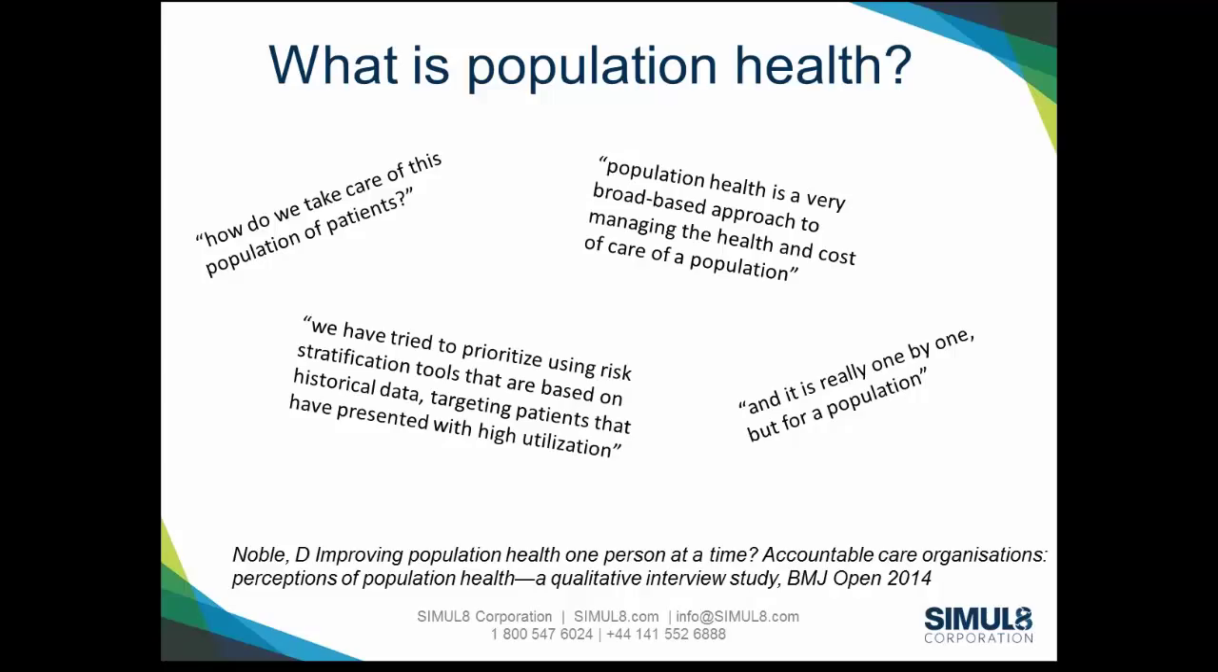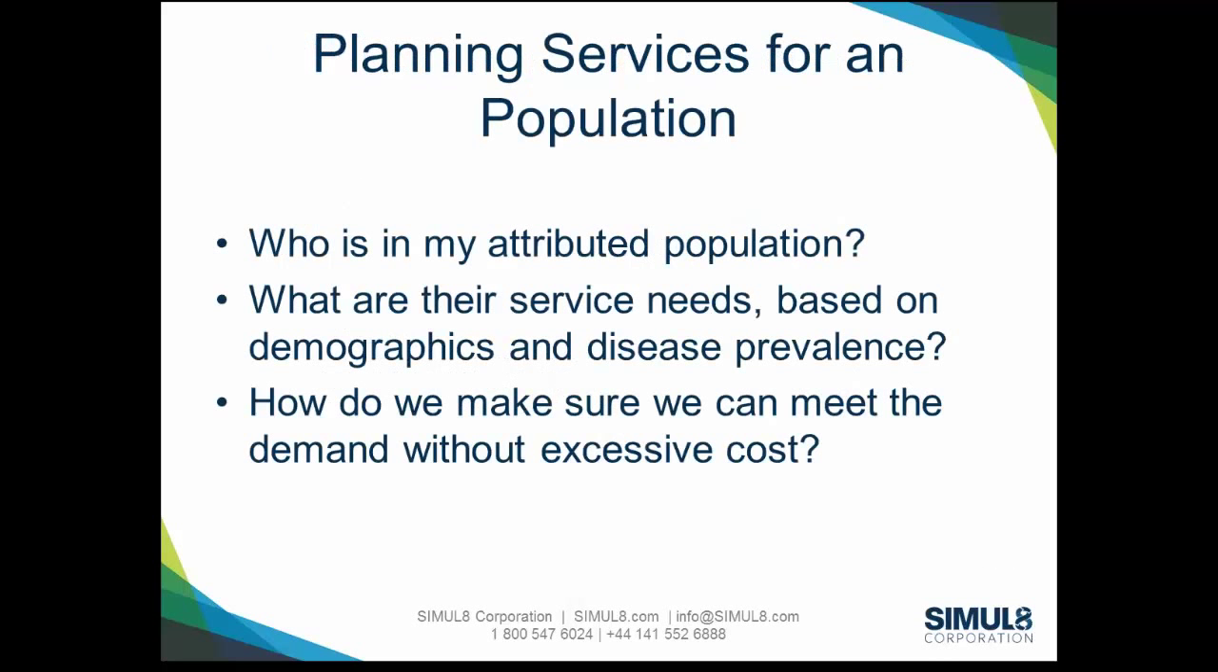But it can also be about the total population, and I'll come on to what I mean a bit more about that. But for me, when you're planning services for a population, you're thinking about who is in my attributed population or my responsible population, what are their likely needs, and how can we understand what those are based on demographics and the disease prevalence, the diseases they're likely to have.